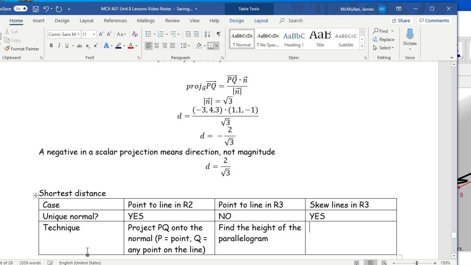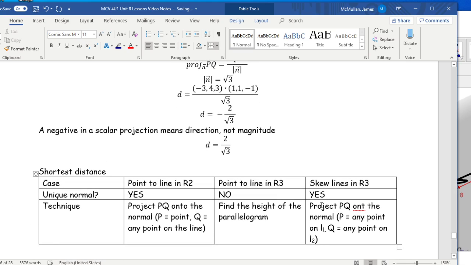You can go back to that lesson if you want to review that one. We will talk about that one again, but for now, let's not go too deep into it. Here, project PQ onto the normal. P equals any point on L1. And Q equals any point on L2.